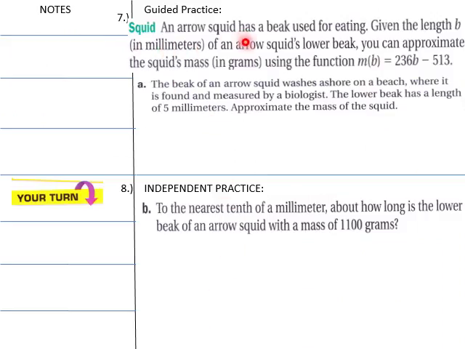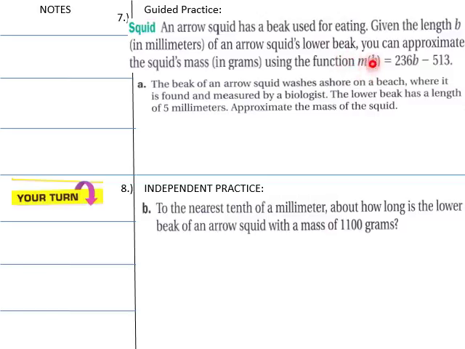Now we have an arrow squid, which has a beak used for eating. Given the length b in millimeters of an arrow squid's lower beak, you can approximate the squid's mass using this function here. So you can estimate a squid's mass by this function. And then we have this stipulation where it is found and measured by a biologist. The lower beak has a length of 5 millimeters. Approximate the mass of the squid. And then down here, to the nearest tenth, how long is the lower beak of a squid with a mass of 1100?